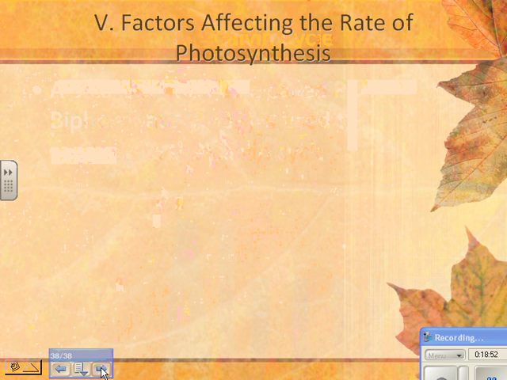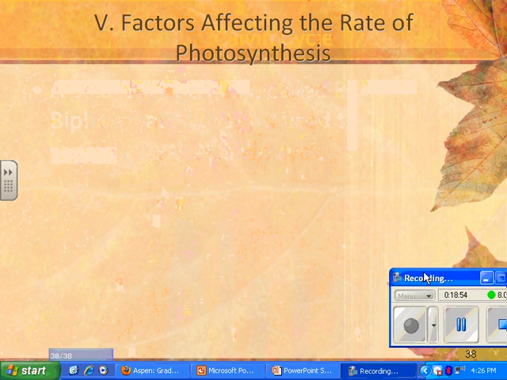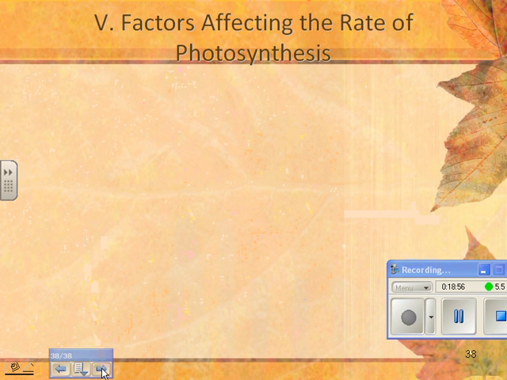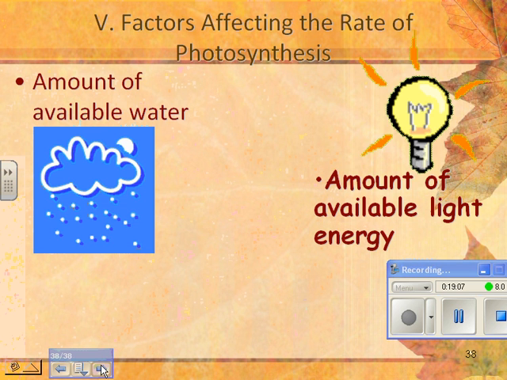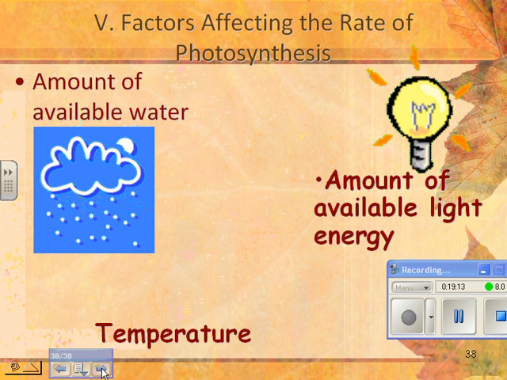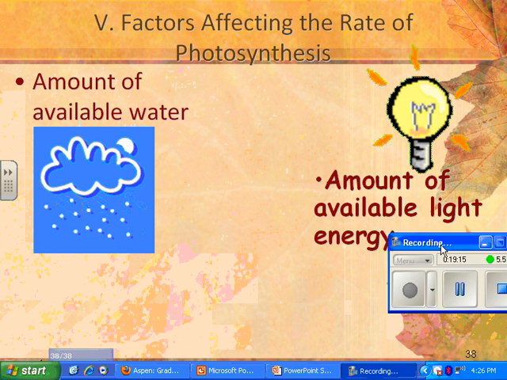So factors, here's one of the most important things that you'll need to know for MCAS actually. Factors affecting photosynthesis: the amount of water available, right? And you know this because if you don't have enough water in your plants, they die. The amount of available light energy. So usually we think about sunshine, but you can certainly grow plants with light bulbs. And also finally temperature. Is it warm enough?